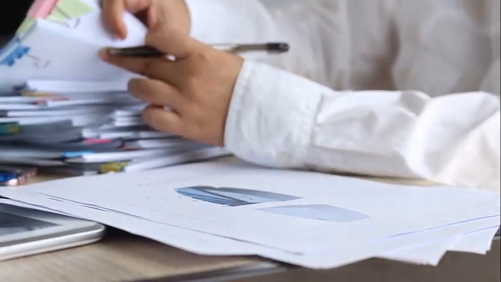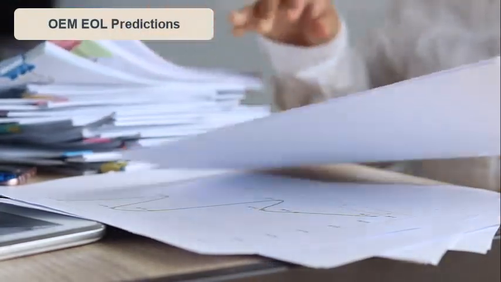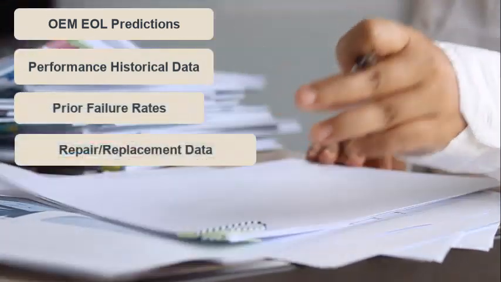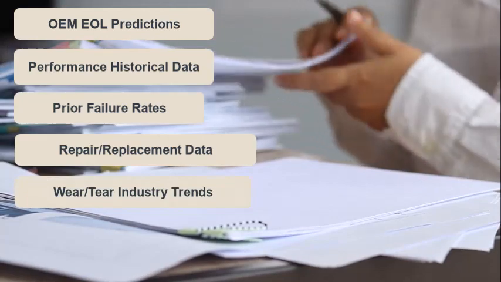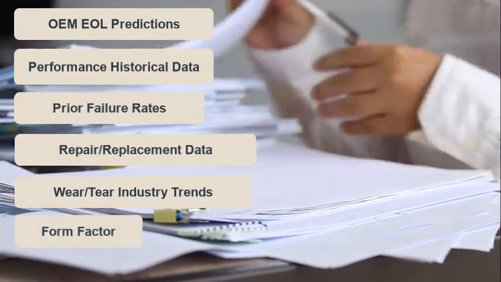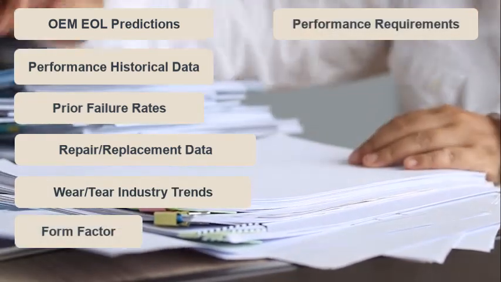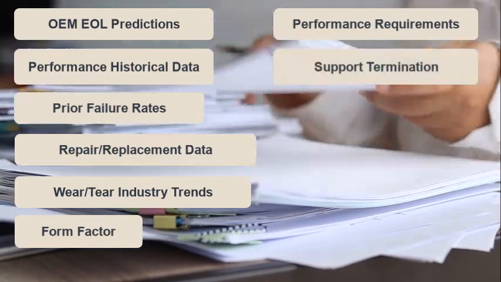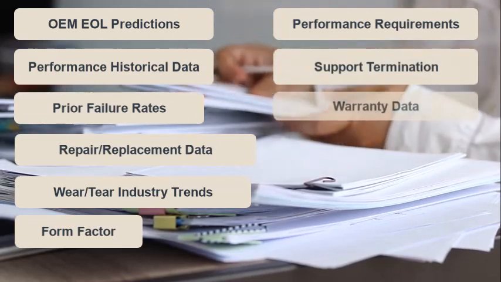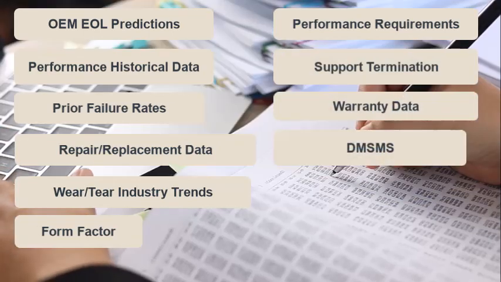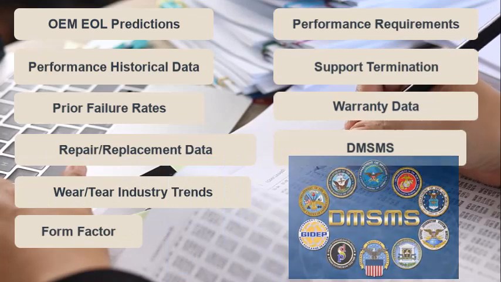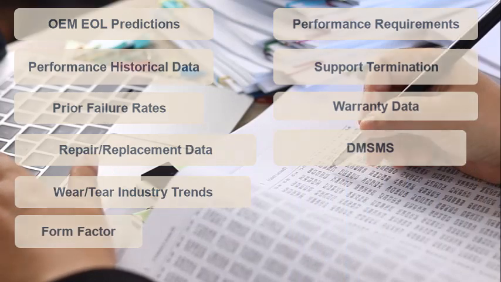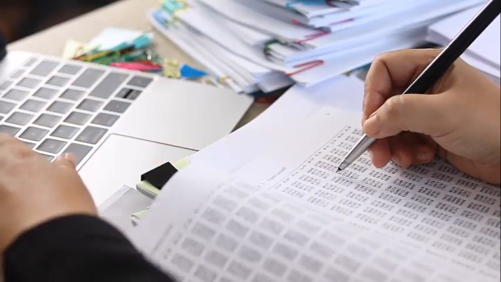As we discussed, OEM end-of-life predictions, performance historical data, prior failure rates, repair and replacement data, wear and tear, industry trends, form factor considerations, increasing performance requirements affecting degradation rates, hardware support termination for computers and electronics, warranty information, diminishing manufacturer sources and material sources, or DMSMS. And once again, a lot of this is subjective, but I would recommend harvesting all data relative to the equipment being evaluated.